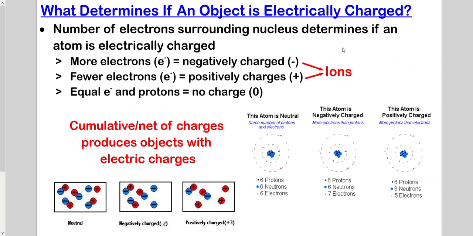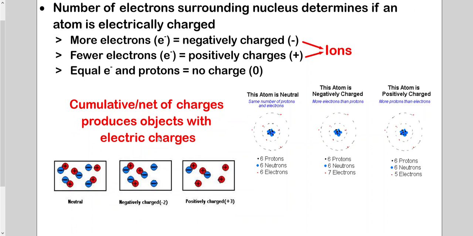Okay, so what determines if an object is electrically charged? Well, ultimately it comes down to the number of electrons surrounding the nucleus. If it has more electrons than protons, or fewer electrons than protons, those are ions, and so those atoms would be electrically charged. Whereas if I have an equal number of electrons and protons, there is no charge. So we really want to say this is the cumulative, or net, number of charges that produces an electrically charged atom, and therefore material.